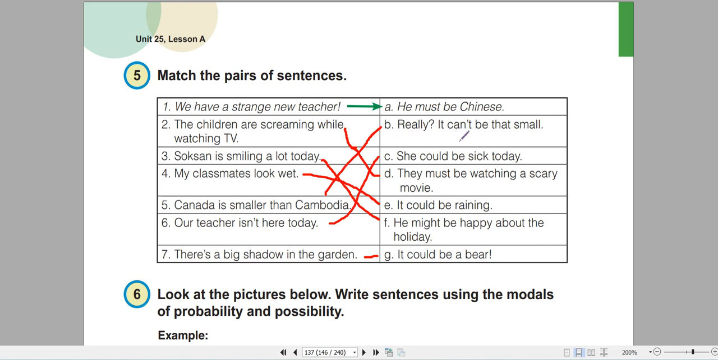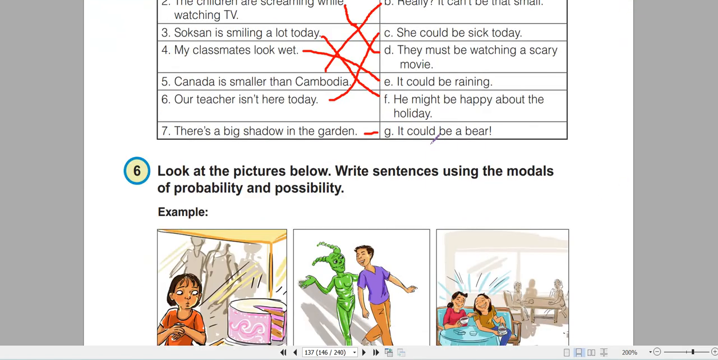Really, it can't be that small. Our teacher isn't here today. She could be sick today. And the last one, again, there's a big shadow in the garden. It could be a bear.